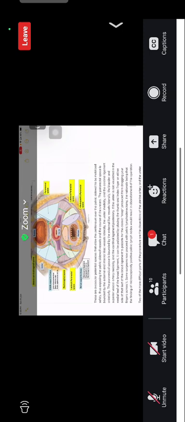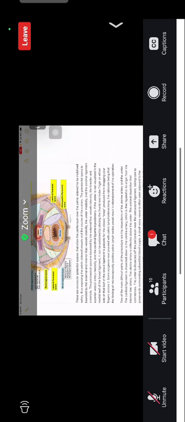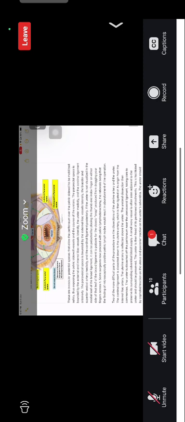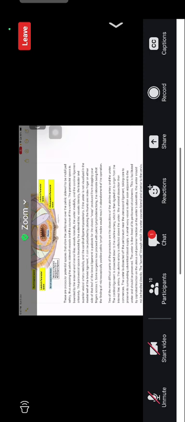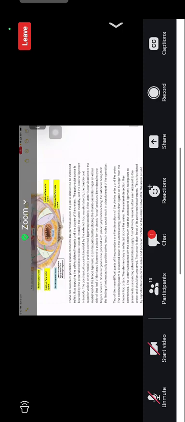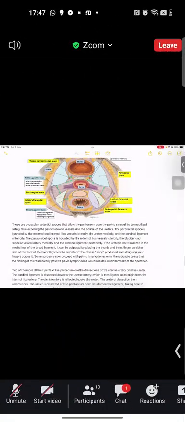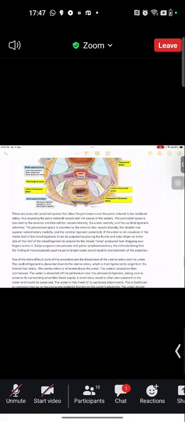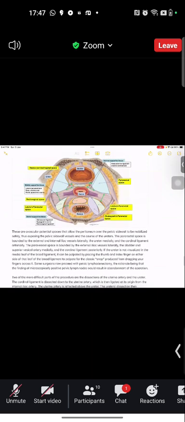These are avascular potential spaces that allow the peritoneum or the pelvic side walls to be mobilized safely, thus exposing pelvic side wall vessels and the course of the ureter. The pararectal space is bounded by the external iliac artery and internal iliac artery laterally, the ureter medially, and the cardinal ligament anteriorly. The paravesical space is bounded by the external iliac laterally, the bladder and the superior vesical artery medially, and the cardinal ligament posteriorly. Clear? Any confusion? I can repeat it.